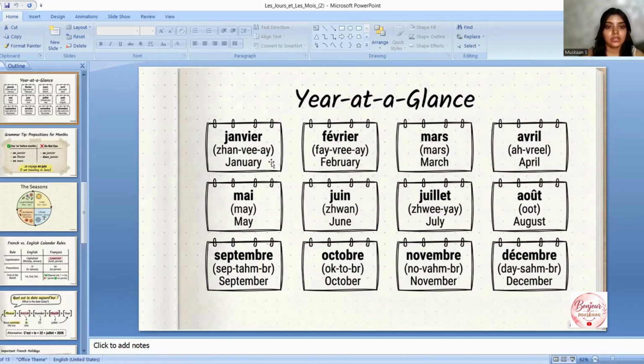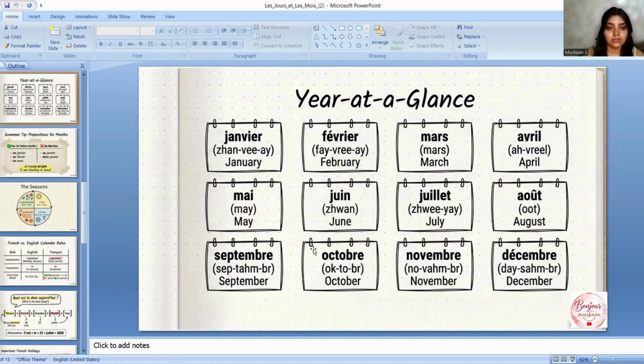Let's see. First is janvier, janvier, which is January. Second is février, février means February. Then third is mars, March. Next is avril, April. Now next is mai, May. Then juin, June. Then juillet, July. Then août, August.